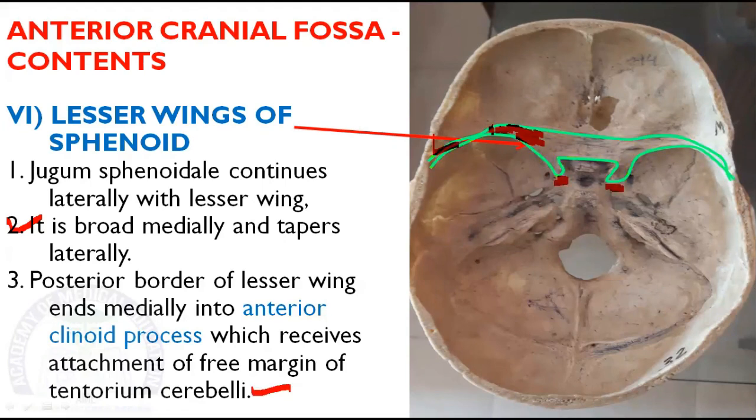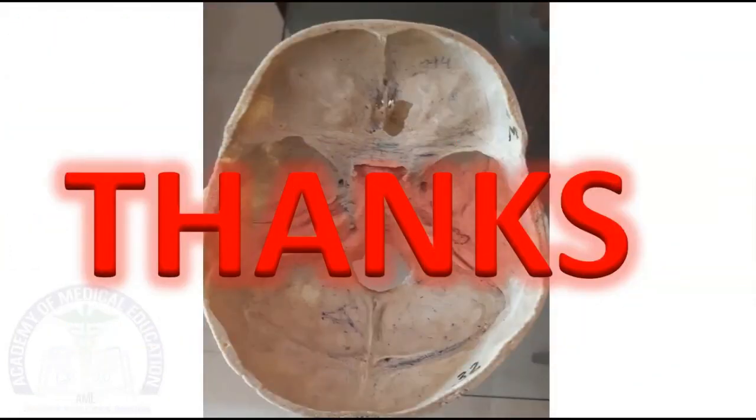The posterior border of the lesser wing ends medially in the anterior clinoid processes, which receive the attachment of the free margin of the tentorium cerebelli. Tentorium cerebelli is an extension of the dura mater which separates the cerebellum from the occipital lobe of the cerebrum posteriorly, and it is attached anteriorly to the anterior clinoid processes. Thank you.